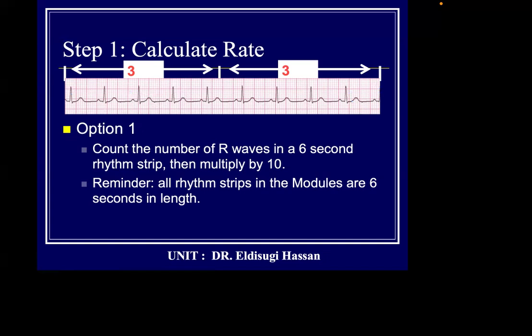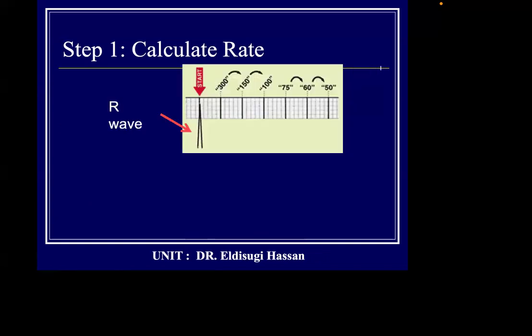This is very important, particularly if the rhythm strip is not regular. So if the rhythm strip is regular, you can count the QRS complex. For example, this is one QRS, this is an R wave, this is one R wave, and this is another R wave. The distance between the two R waves, 300 over the number of the QRS complex. For example, this is the first R wave. If you have the second R wave here, you will do 300 over 1, the heart rate will be 300.